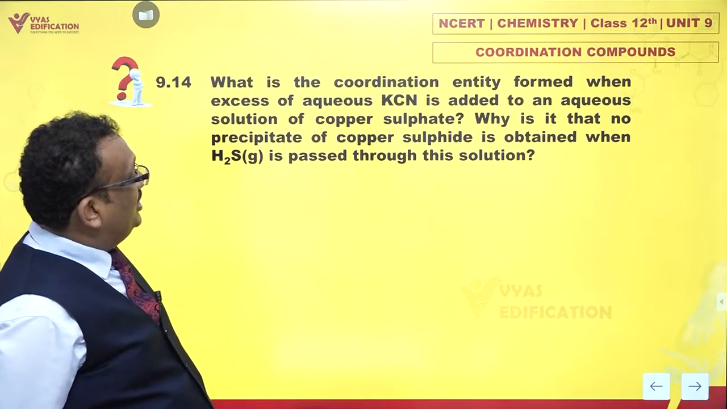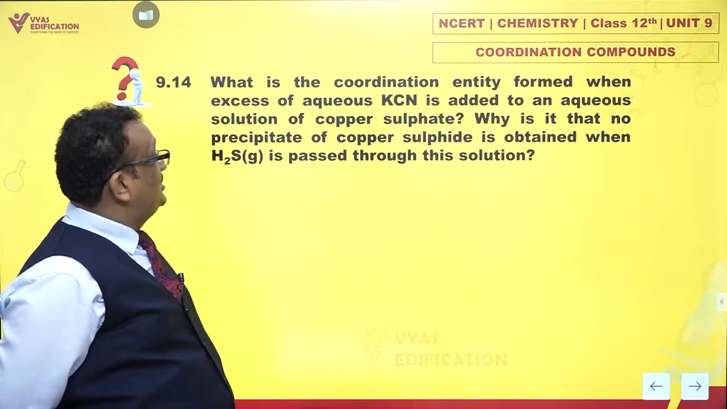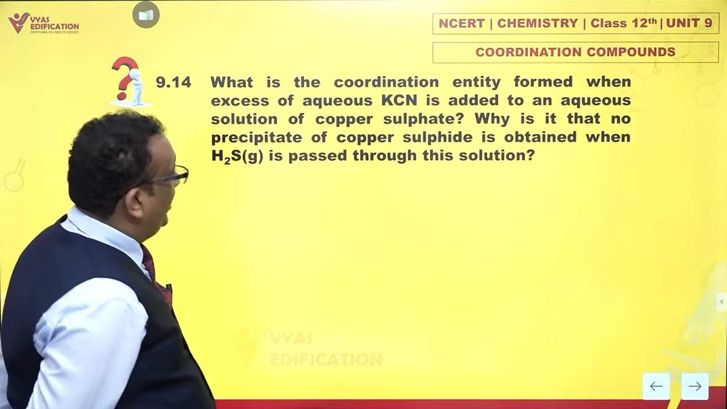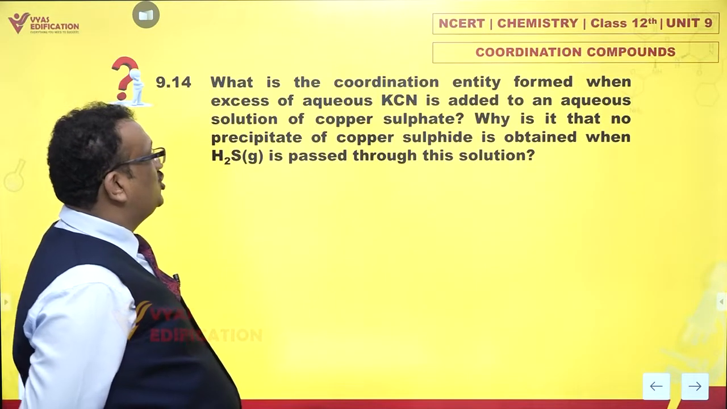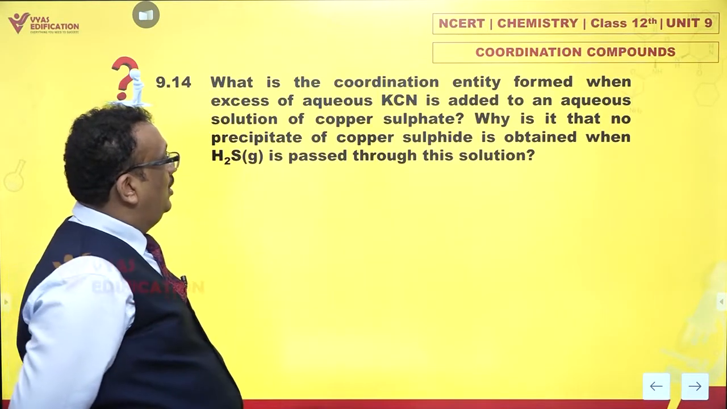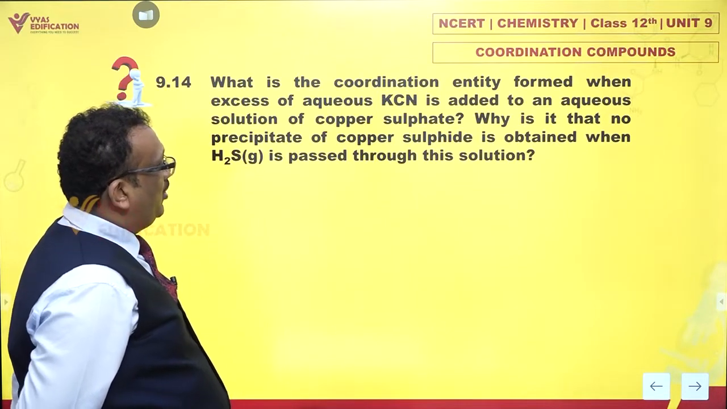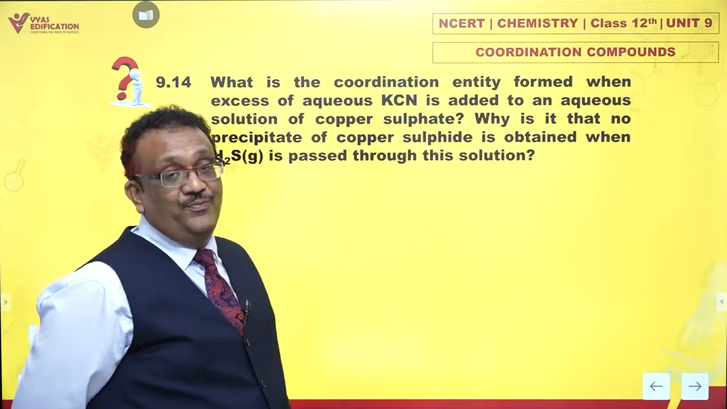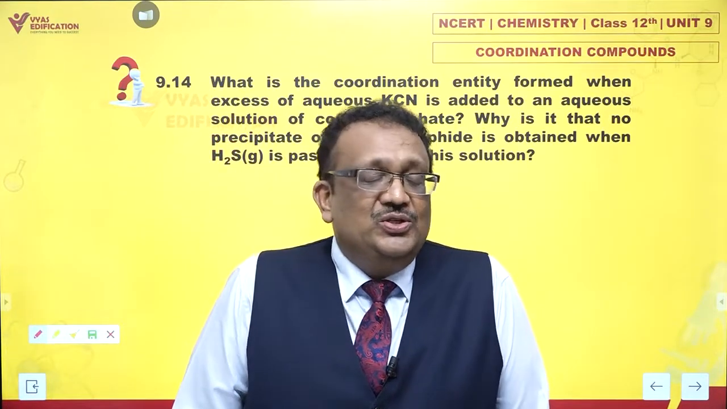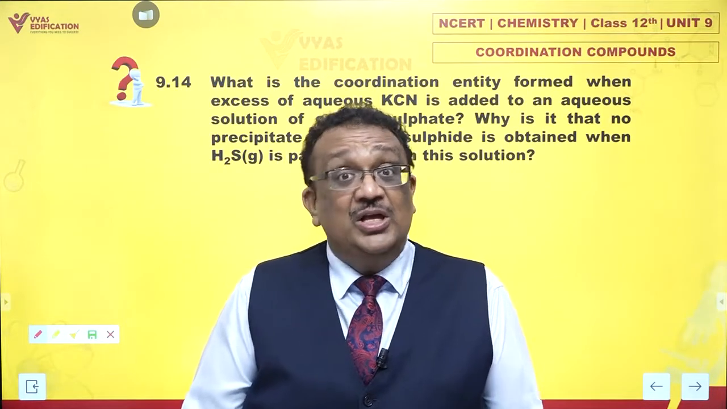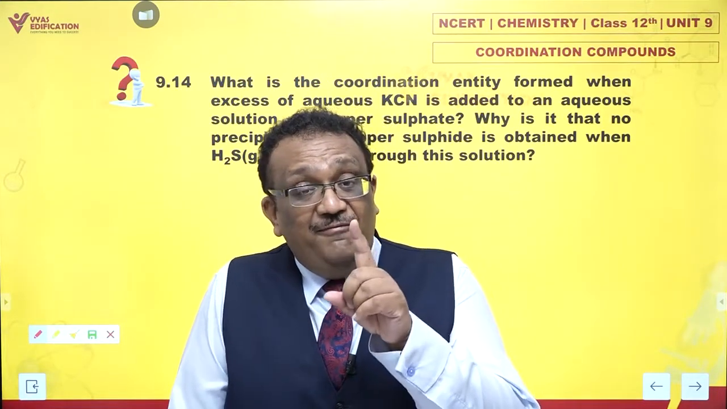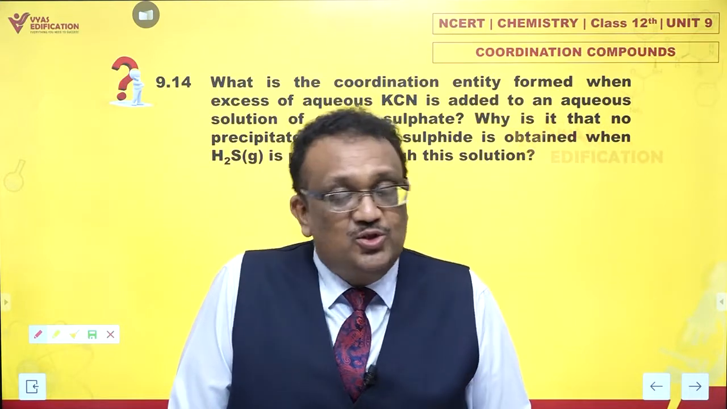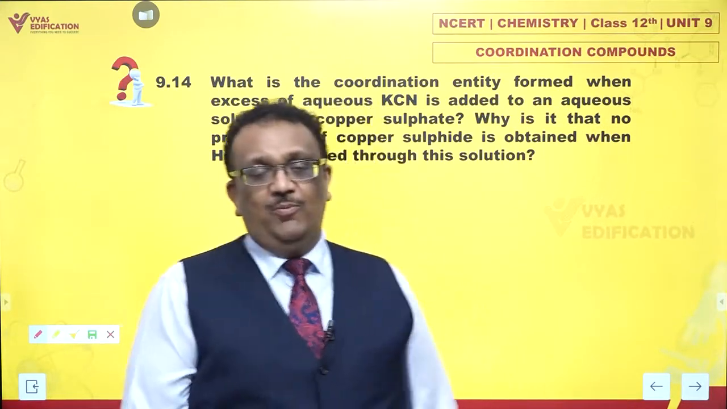What is the coordination entity formed when excess of aqueous potassium cyanide is added to an aqueous solution of copper sulphate? Why is it that no precipitate of copper sulphide is obtained when H2S is passed through this solution? Now, please note, cyanide has a desperate affinity for copper ions as well as ferrous and ferric ions. In this question, there is no mention of ferrous or ferric, so we'll just talk about copper ions.